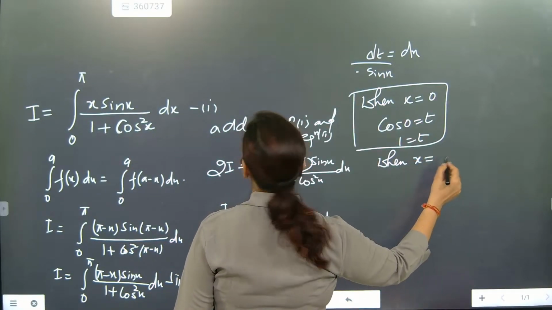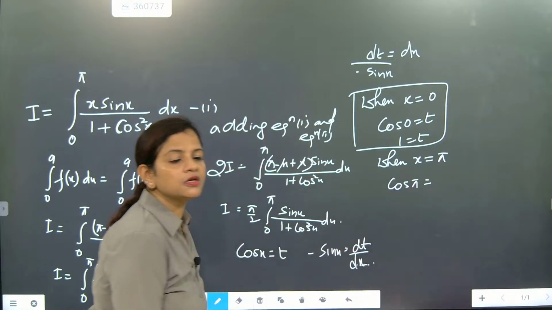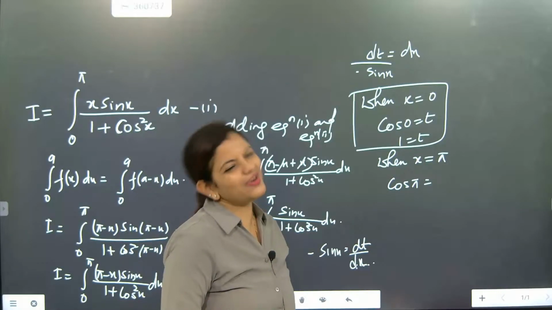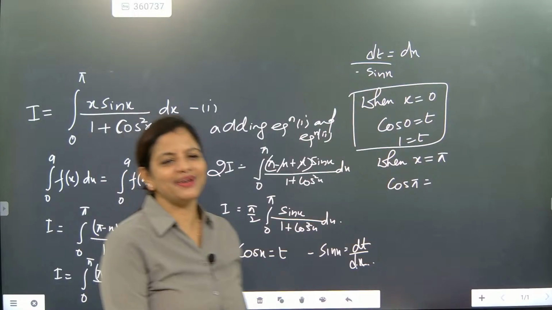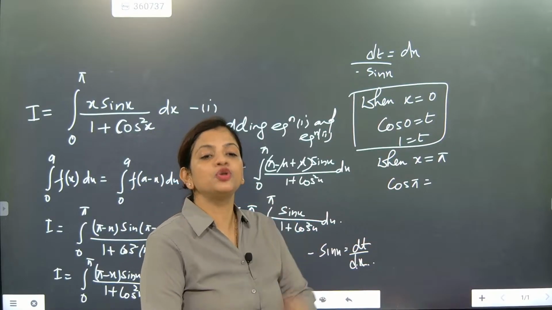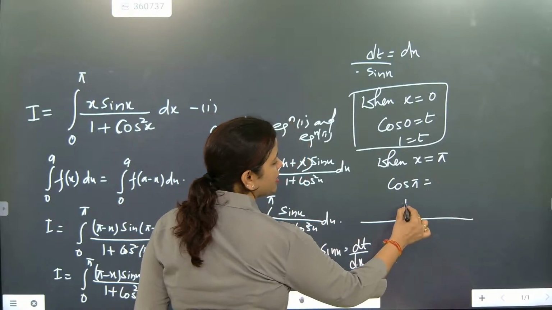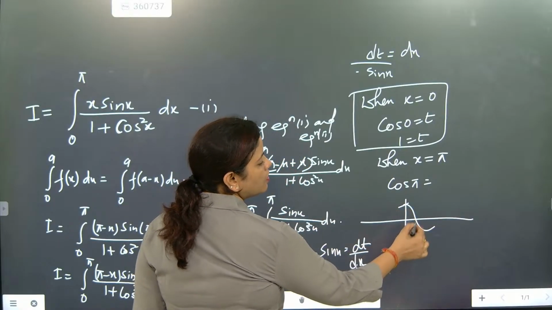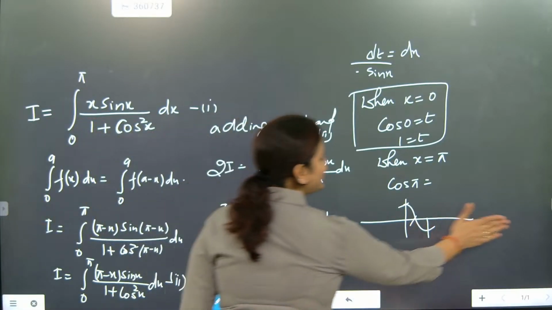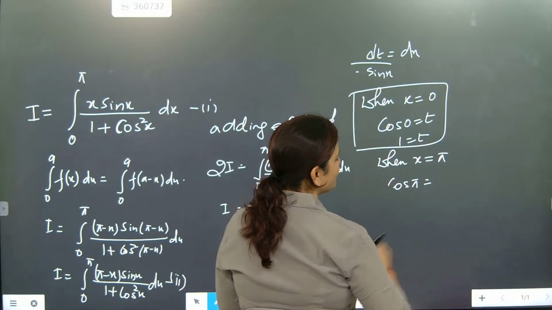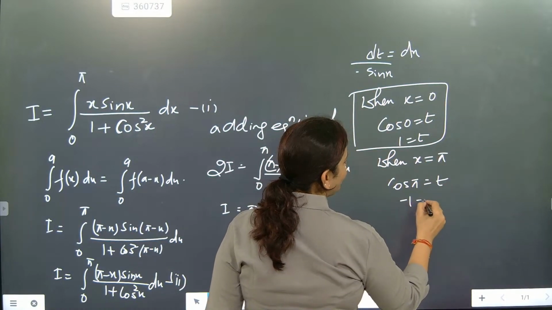When x is equal to pi, cos of pi. What is the value of cos of pi, boss? Cos pi by 2 is 0. You always remember like this. Wherever you get stuck, you do like this: 0, 90, 180. Cos 180 is minus 1. So here it will become minus 1. Understood? So cos 180 is equal to t, so minus 1 equal to t.